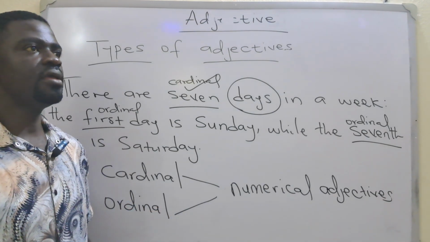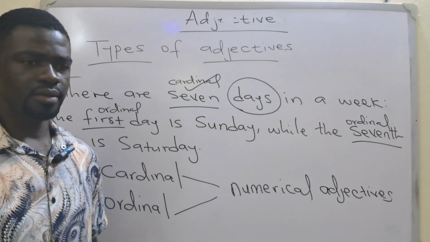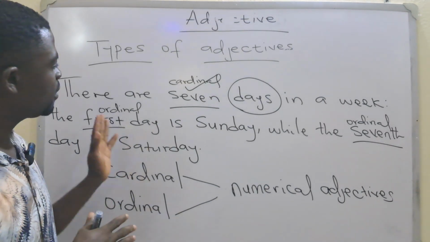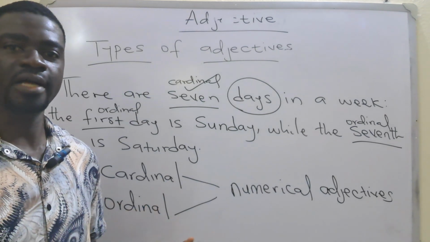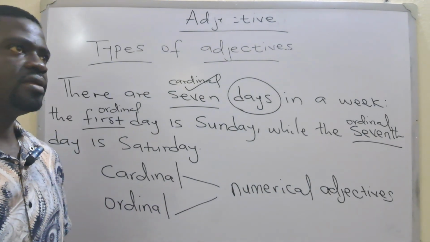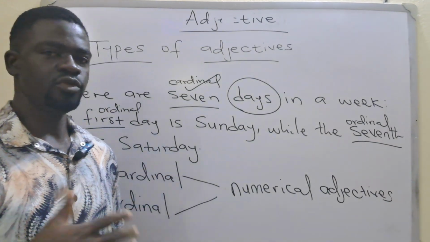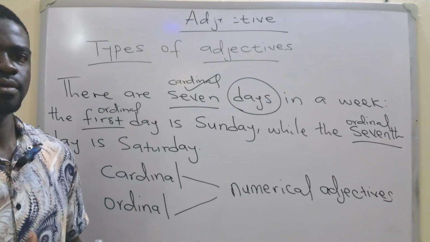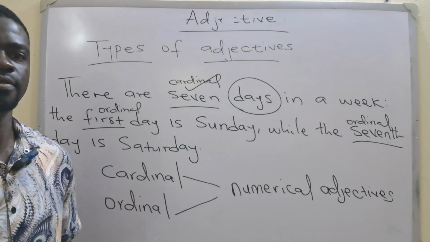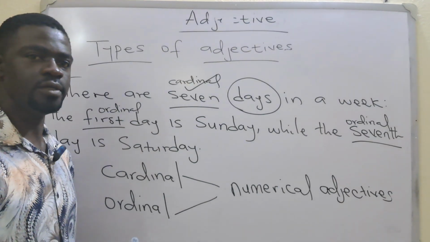You can say there are 12 months in a year. 12 will be your cardinal numerical adjective. The first month is January, and the 12th month is December. 12th becomes your ordinal adjective. First is your ordinal adjective as well. So we can take this one as a clue.